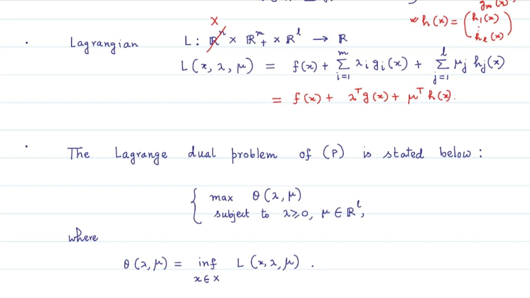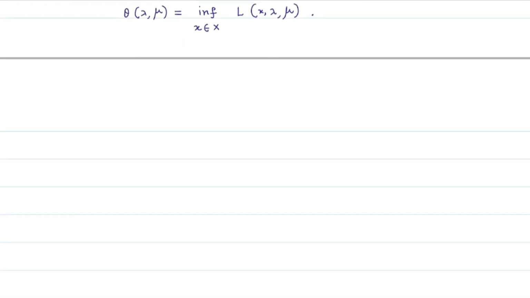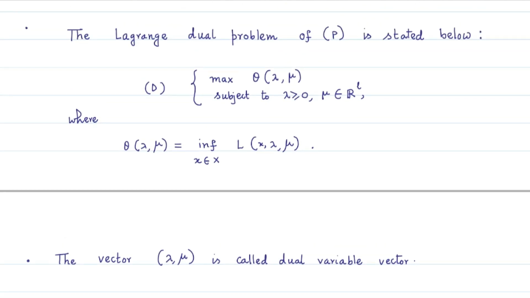Here you notice that these lambda and mu are vectors. Lambda has m components, lambda 1, lambda 2 till lambda m. Mu has components mu 1, mu 2 till mu l. And these variables, these lambda i's and mu j's, are called the variables of the dual problem, or the dual variables of the given problem P. Let us name this problem D, and mention here that the variables of this problem D are called the dual variables.